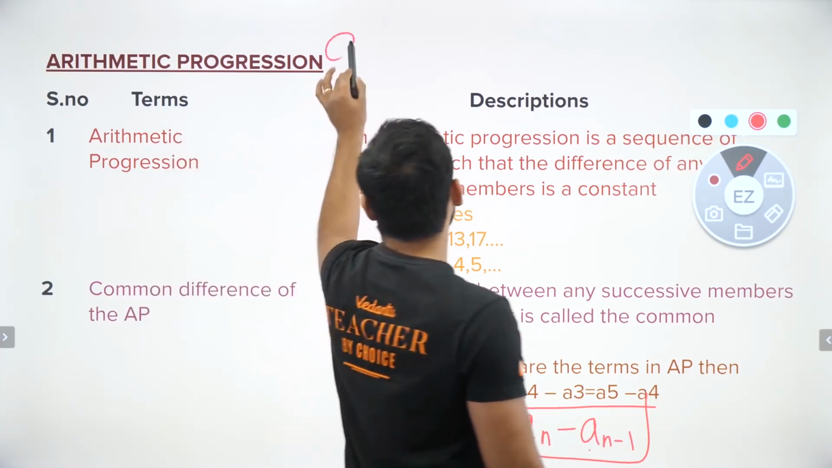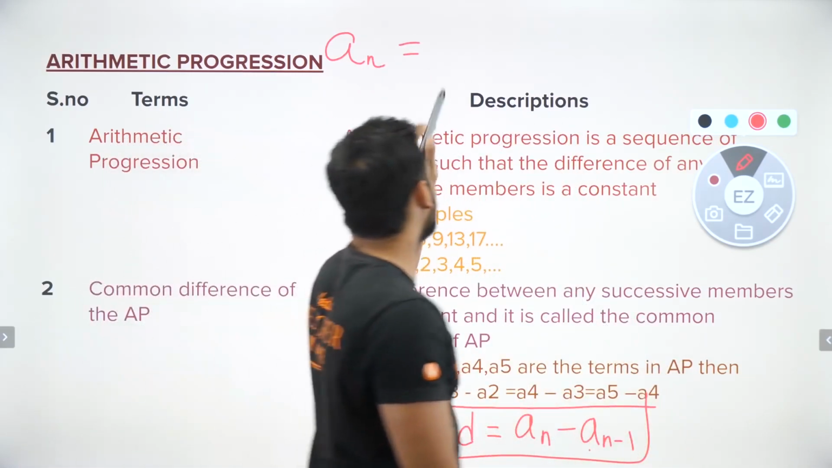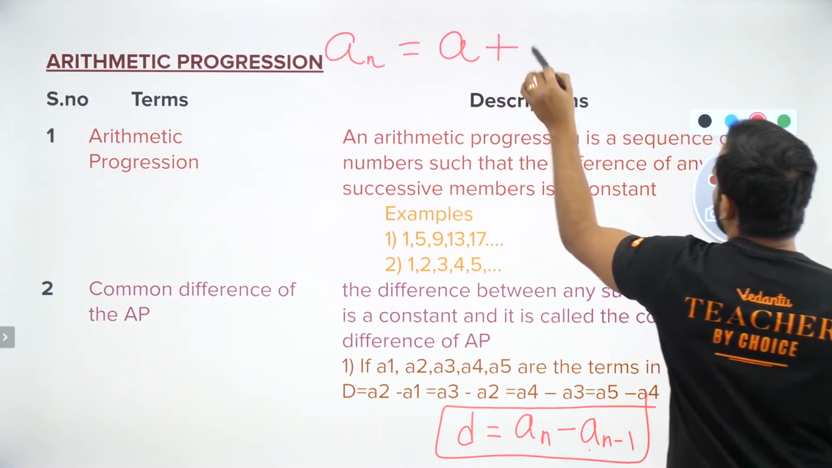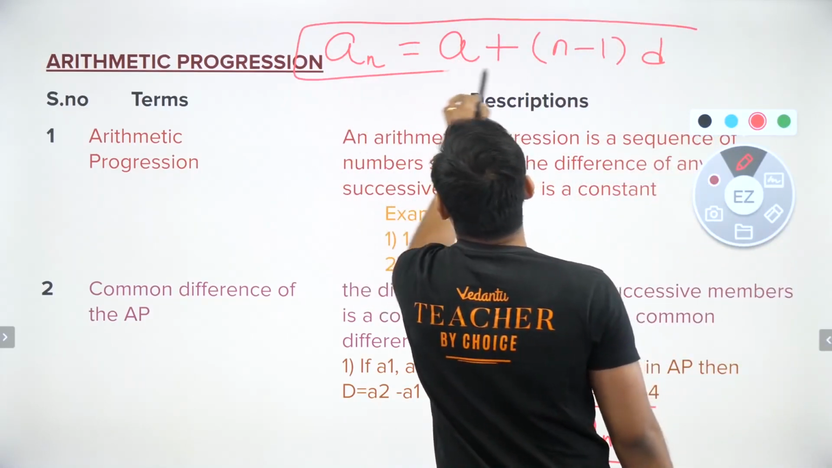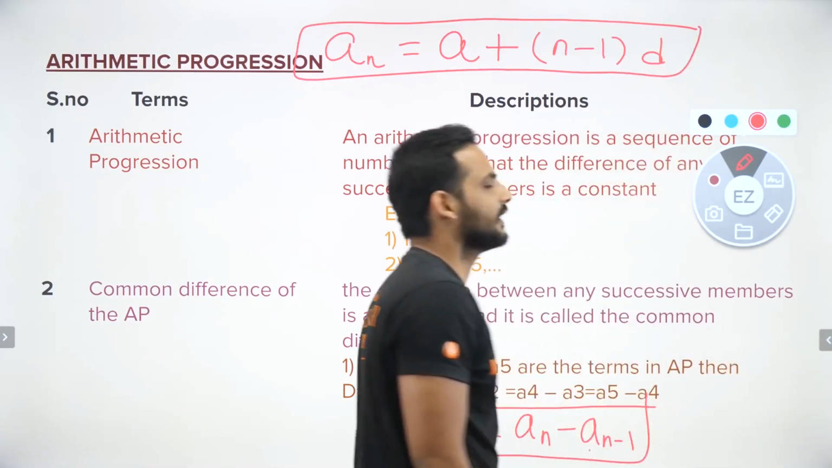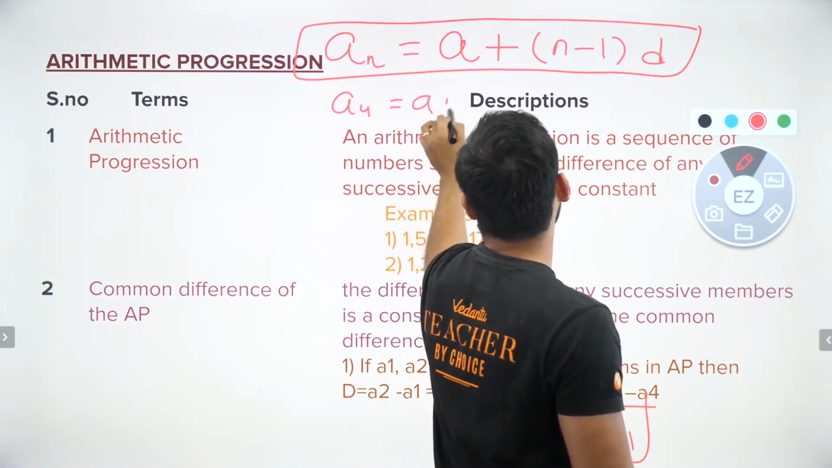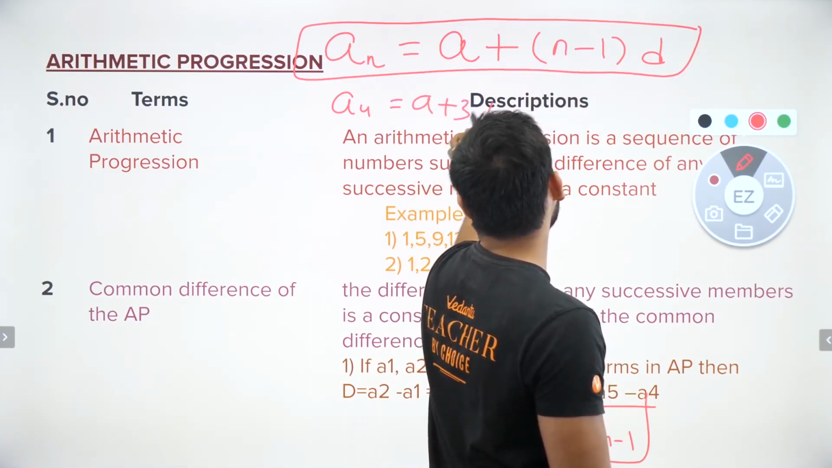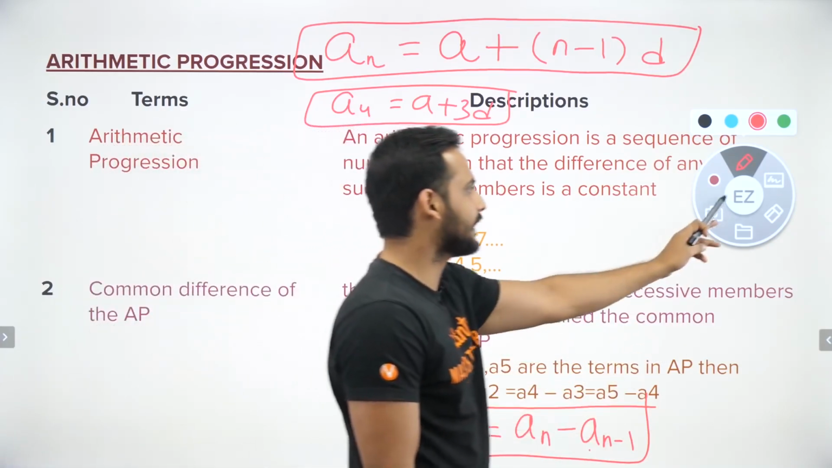Now, the general term of an AP, this an. What is the formula for this general term of an AP? Always remember, the general term of an AP formula is a plus n minus 1 into d. This is one important formula. For example, if I ask you what is a4, it will be a plus 4 minus 1, 3d. Got it? So this is your general term formula for any AP.